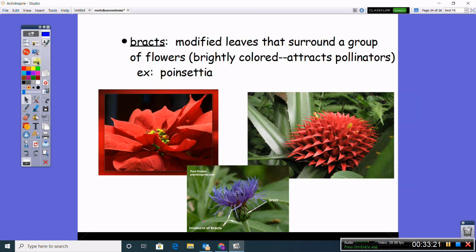And our last one today is a bract, okay? Bracts you might be able to find. The most obvious example of a bract is going to be in a poinsettia. So these red things that we would think are petals or leaves, they are not. They are bracts. They are modified leaves that surround a group of flowers. So I know what you say. You say, isn't this entire thing a flower? No. The little yellow things in the middle are the flowers. The red things are the modified leaves that surround the flowers in here. So then this is a bract.